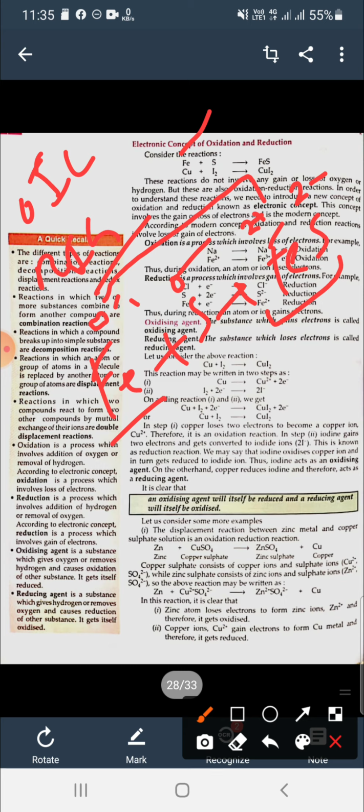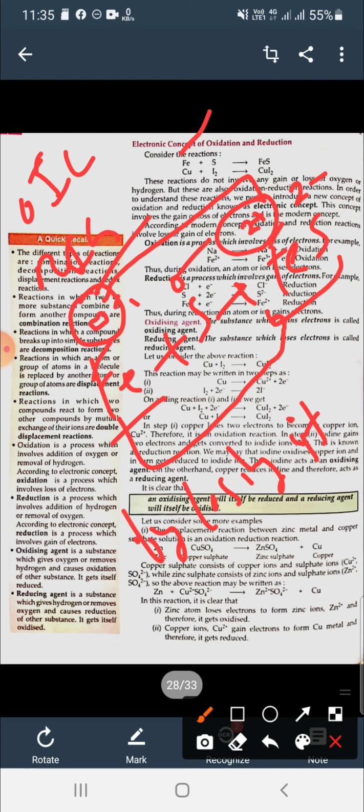So here iron is going from 0 oxidation state to plus 2 oxidation state. It means it is losing electron, because by losing electron the element acquires positive charge. By losing electron it acquires positive charge. So that's why we can say from iron to iron positive, loss of electron, it means oxidation is there.